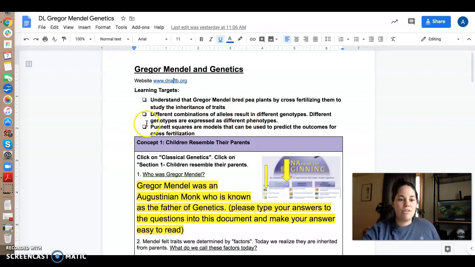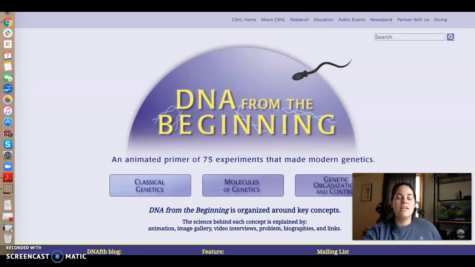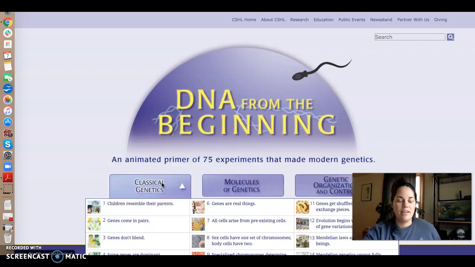We see, as we start here, concept number 1, children resemble their parents. It tells us on the website, we're going to click on the button that says Classical Genetics, and then click on section 1, Children Resemble Their Parents. I've included this little picture that shows what we're going to click when we're at the website. So if I'm on the website, I see 3 buttons, and I'm looking for Classical Genetics. I click on that, and then I want to go here to section 1, Children Resemble Their Parents.